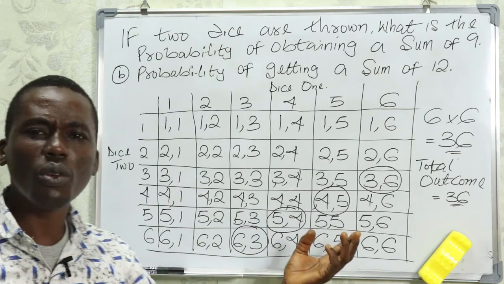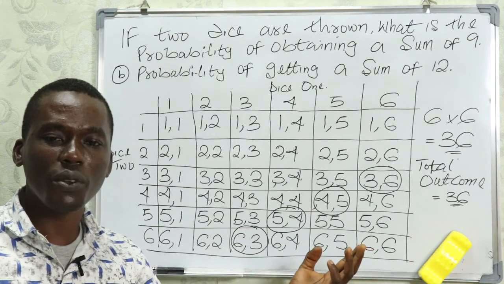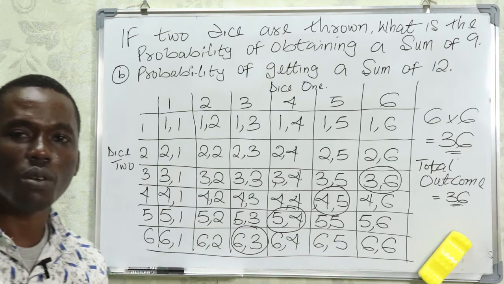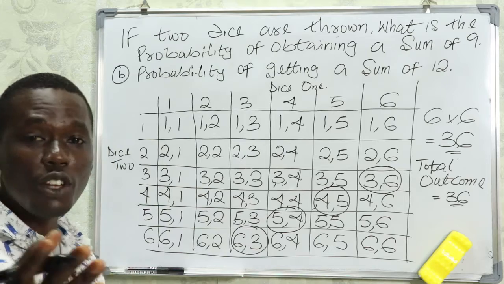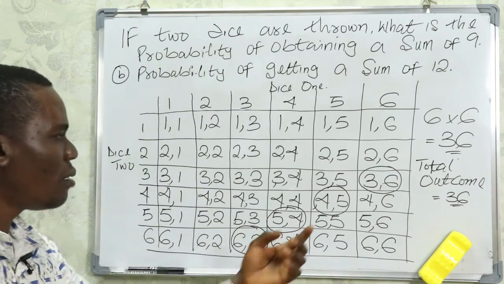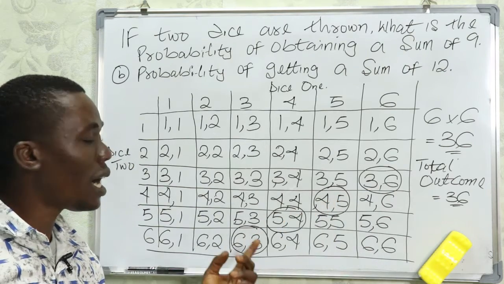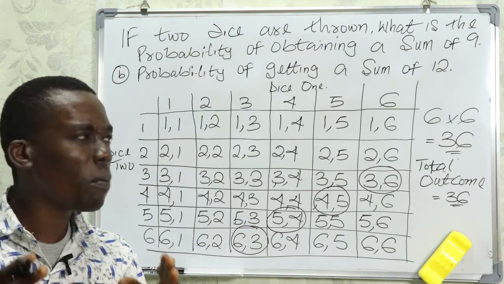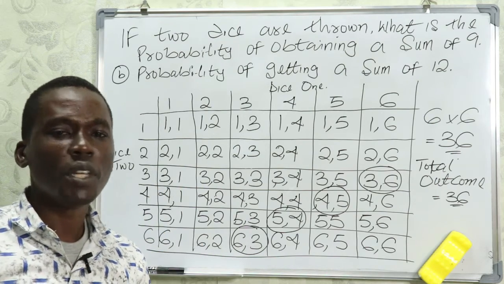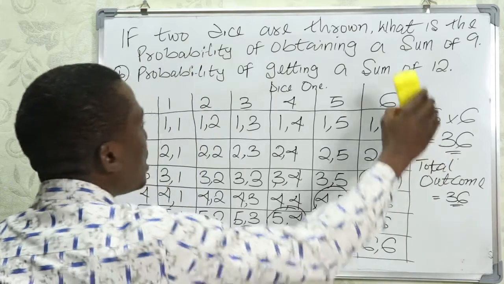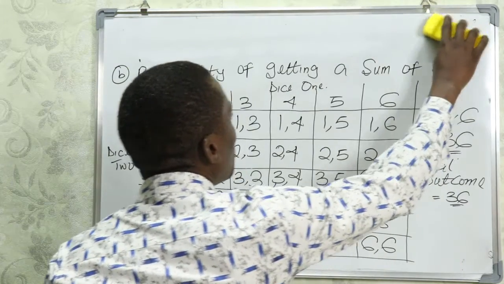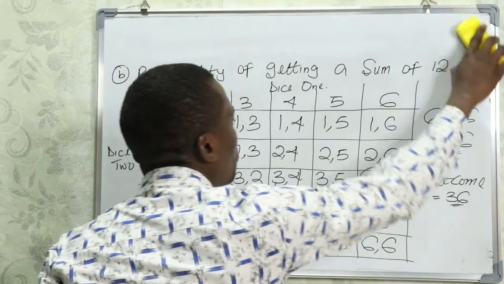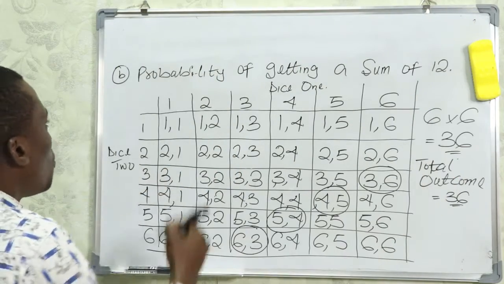Do we have any other numbers you can add together that can give you 9? I want you to check it out yourself. Can you find any? Did I hear you say no? Very good. So we have just 1, 2, 3 and 4 possible outcomes. Now for us to get an answer to that question, the probability of getting a sum of 9, that's the question we want to solve.